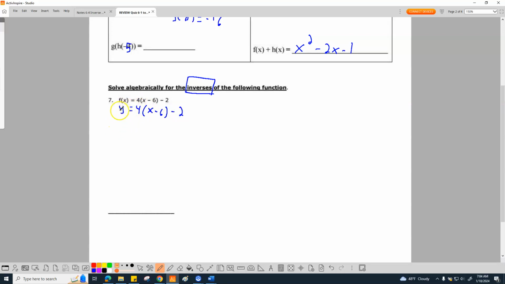Now you switch. You ready? Instead of that y there, you're going to write an x. Instead of this x there, you're going to write a y there. Why? Because inverses mean switch the x and y. What's the next step? You're going to solve for y.